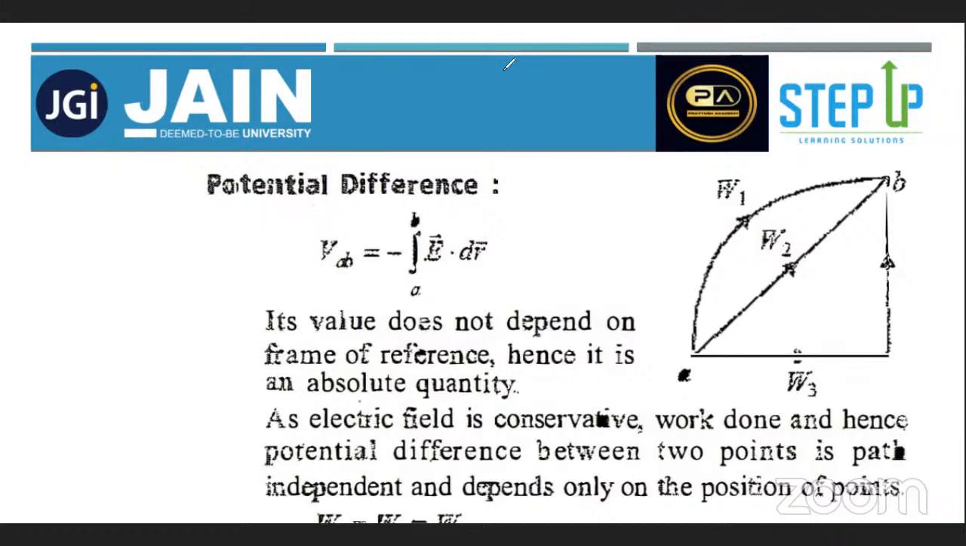If I'm trying to write potential difference, it is basically shifting a charge from one point to another point, or the amount of work done in shifting a charge from one point to another point.